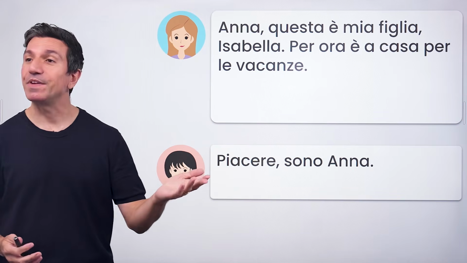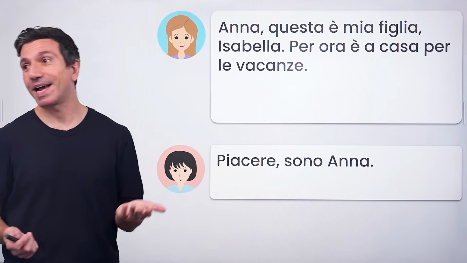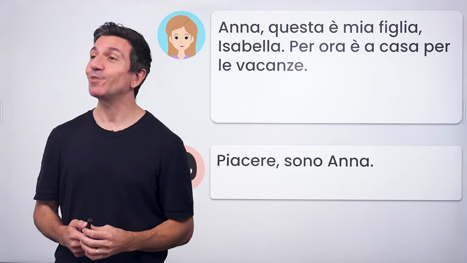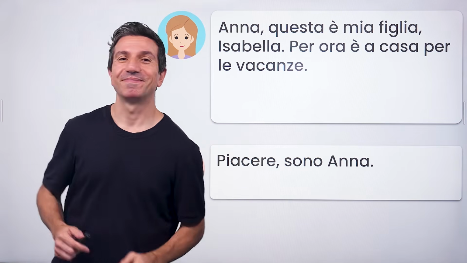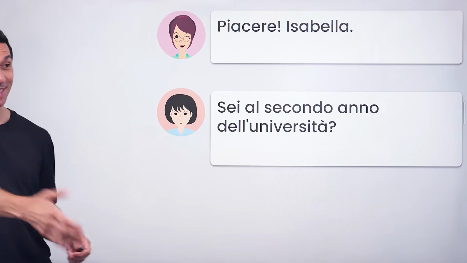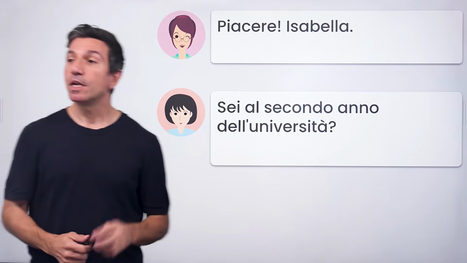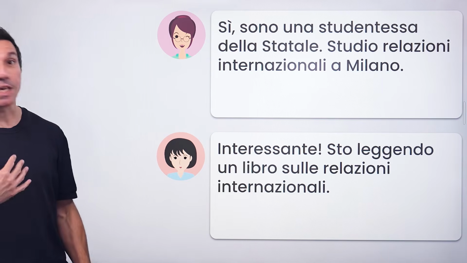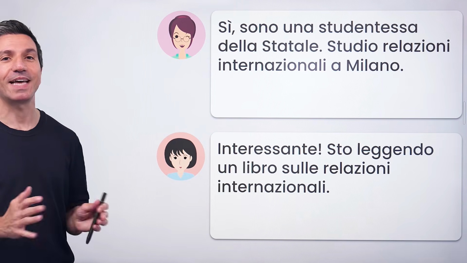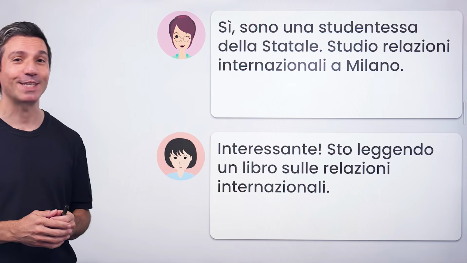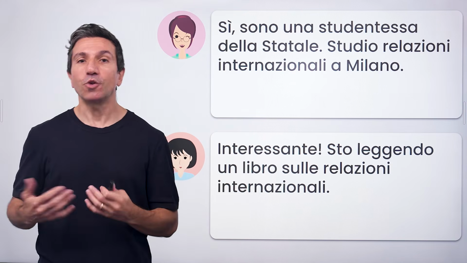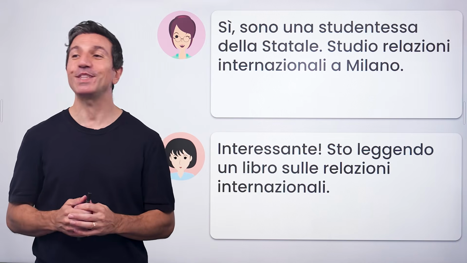Anna, questa è mia figlia, Isabella. Per ora è a casa per le vacanze. Piacere, sono Anna. Piacere, Isabella. Sei al secondo anno dell'università? Sì, sono una studentessa della statale. Studio relazioni internazionali a Milano. Interessante! Sto leggendo un libro sulle relazioni internazionali.